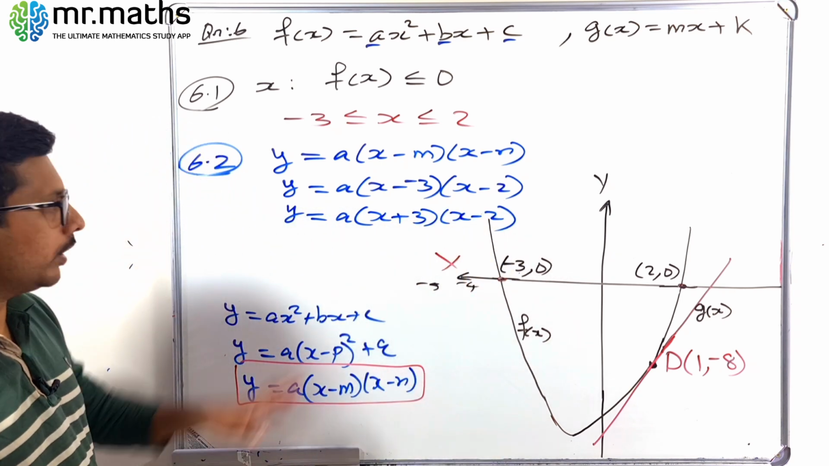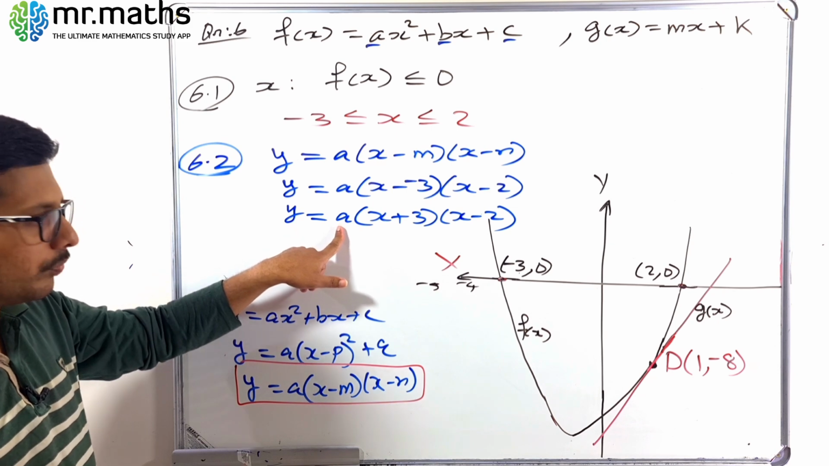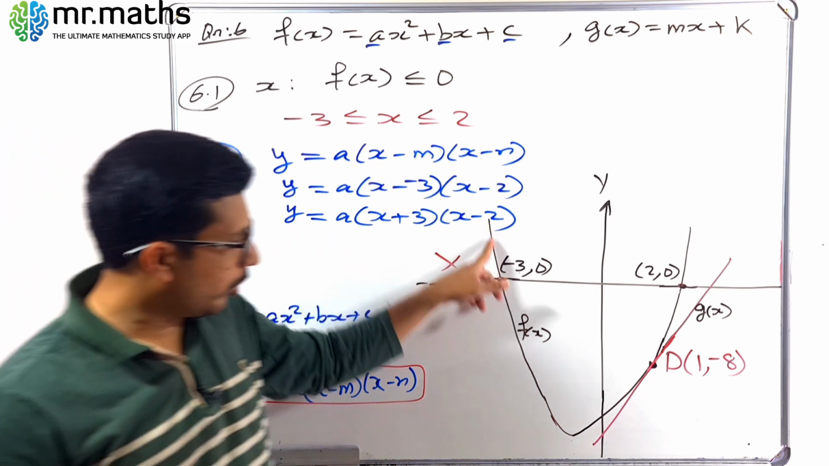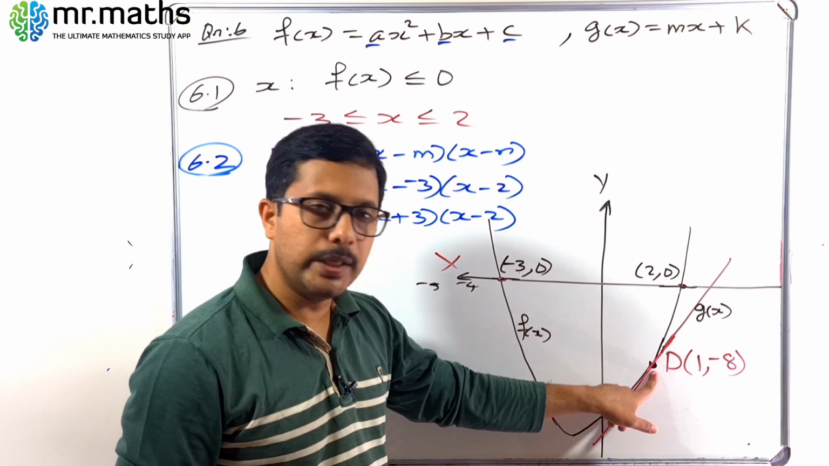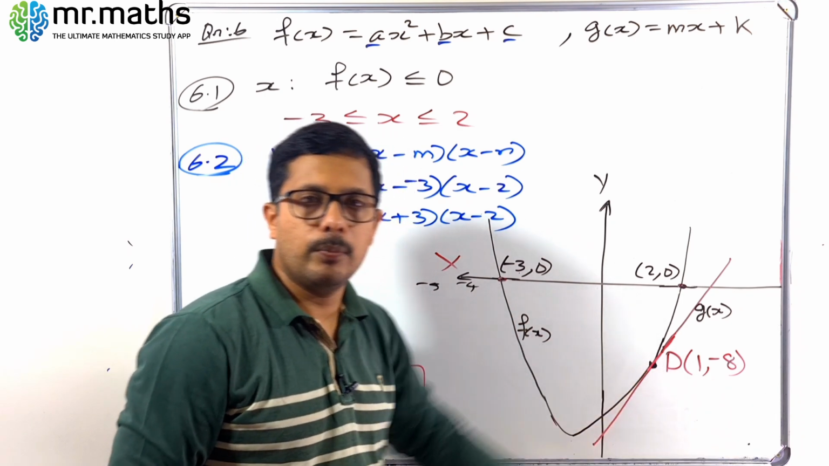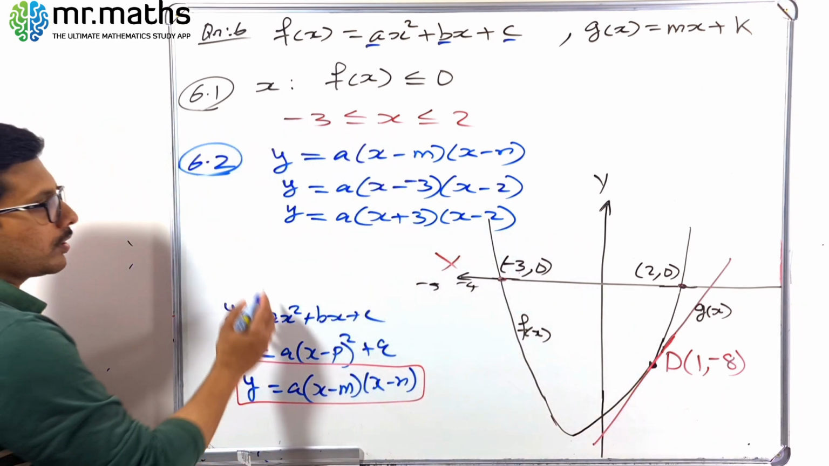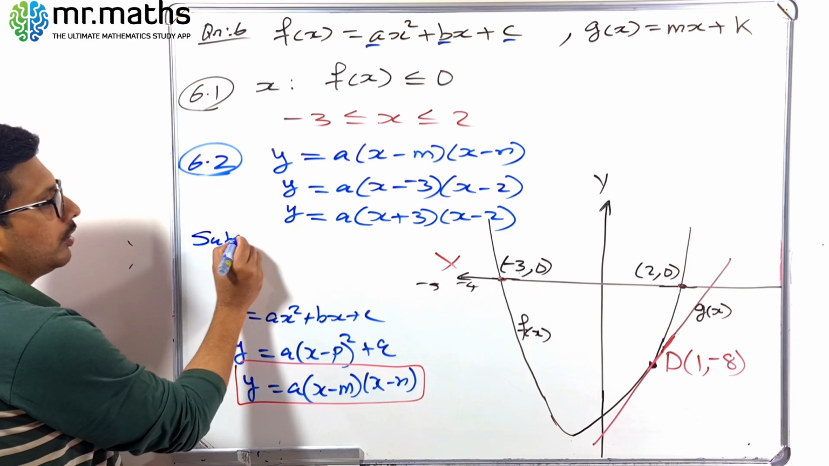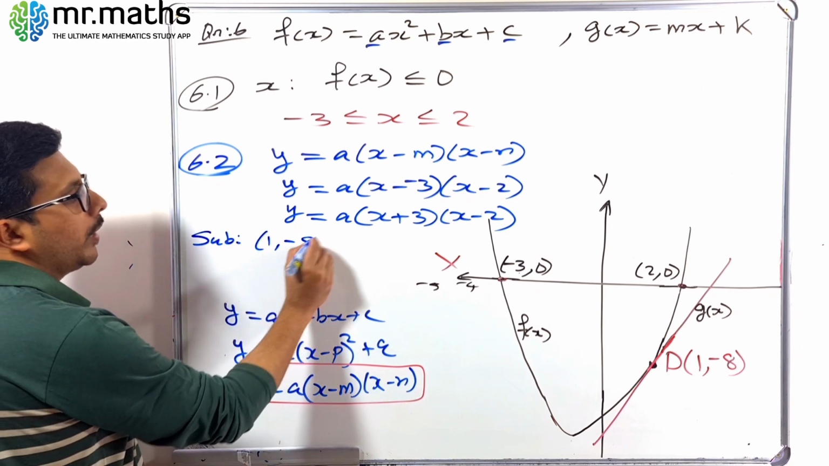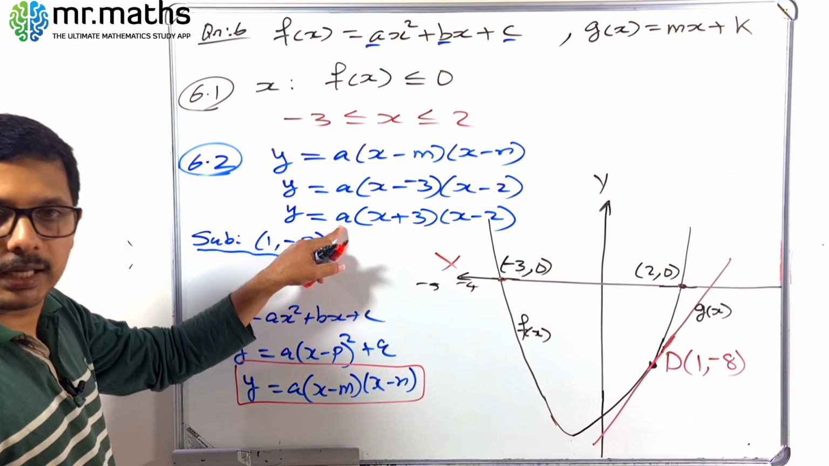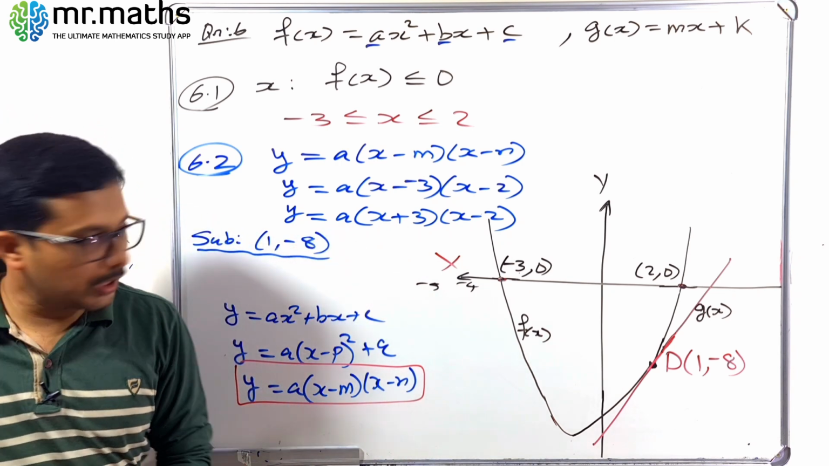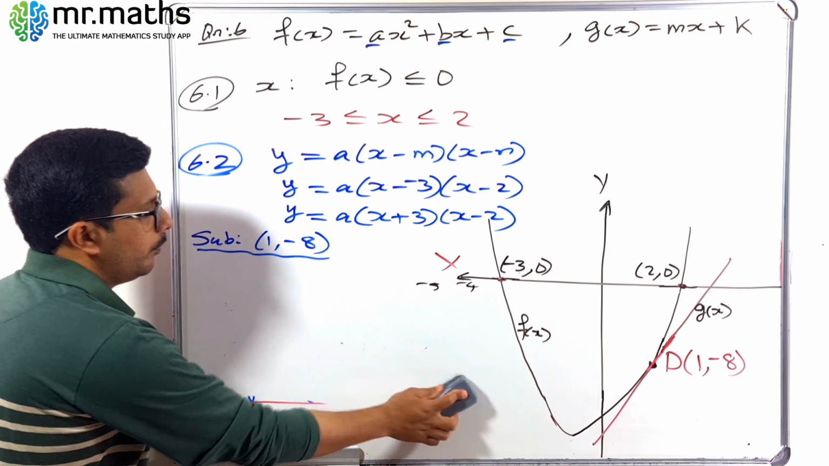Now we have to find the value of this a. How can you find it? We know one point on this parabola. Which one is that point? D, that is 1 comma minus 8. So we can substitute that 1 comma minus 8 in this equation to get the value of a. Okay, so let's try to substitute that point 1 comma minus 8.